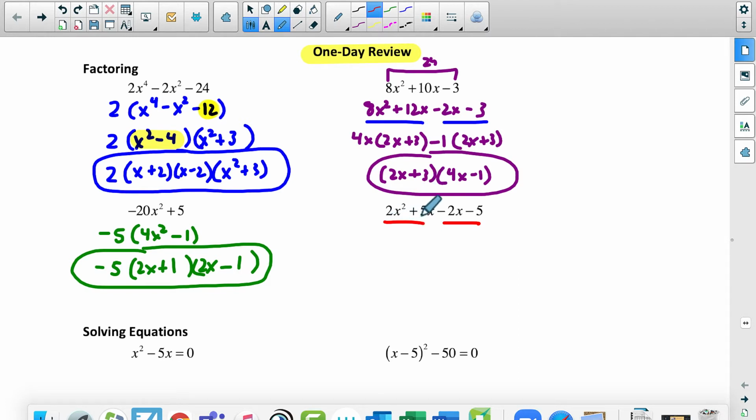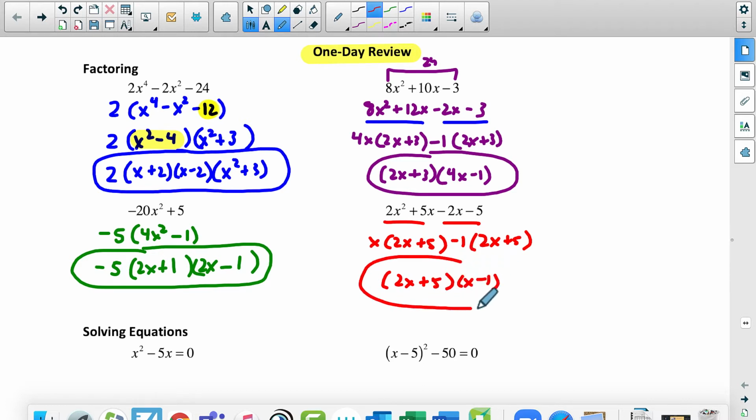So in the first pair, x is the greatest common factor. I'm left with 2x plus 5. In the second pair, I'm just going to have to put 1, or because it's negative, -1, and that leaves us with 2x plus 5. Remember, -1 times positive 5 equals -5. It worked. We got 2x plus 5 in each one, and write x minus 1 in the second one. Okay, that's a review of factoring for you.